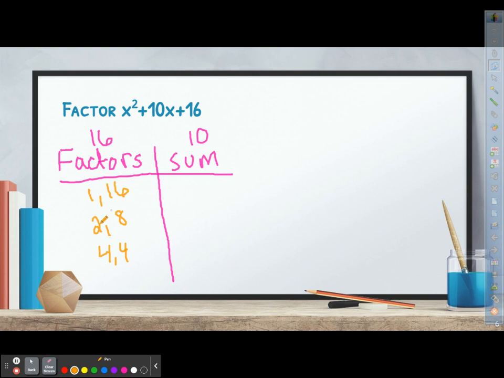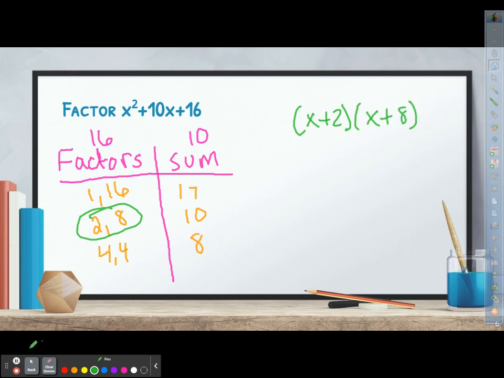And then you need to find the sum of each of these. Okay, 1 plus 16 is 17, 2 plus 8 is 10, 4 plus 4 is 8. So the two factors that add up to 10 are 2 and 8. Okay, so those are the two factors we're going to use. So this written out in factored form would be x plus 2 times x plus 8. All right, so that would be the factored form, x plus 2 times x plus 8.